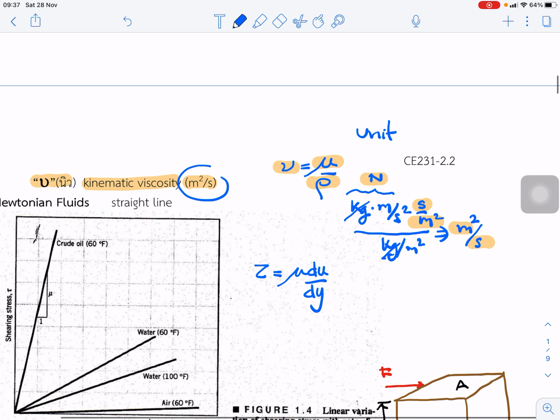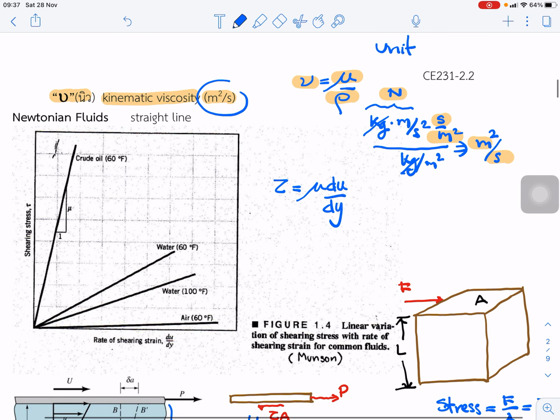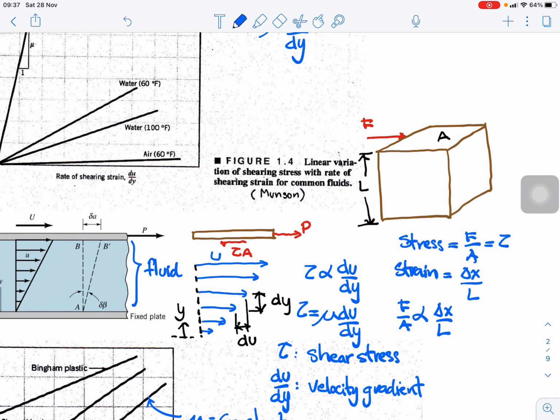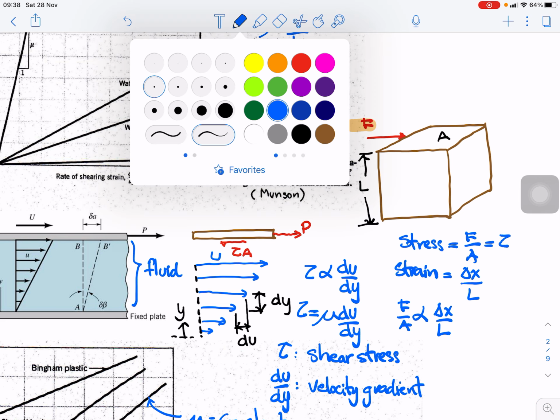Okay, the next property explains the relationship between the shear stress and velocity gradients. Before we go to the detail of this, I would like to explain what shear stress is. You can look at the right hand side here. For example, this is a box, a cube of fluid. If we apply a force on this cube of fluid, we expect that this fluid will be deformed like this.